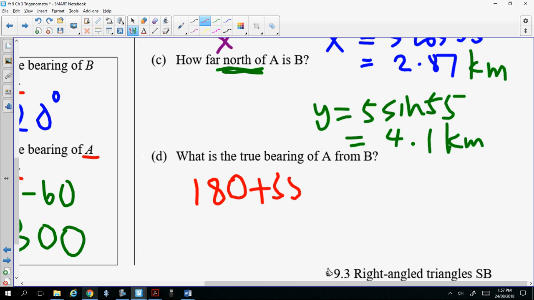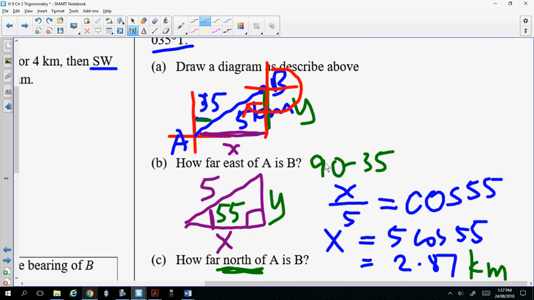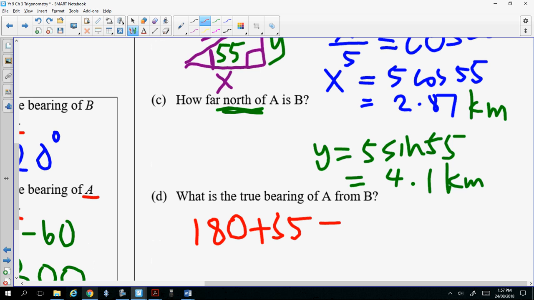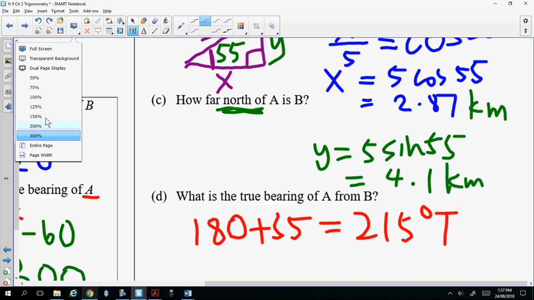The alternate angle, right? 35 here. So if you do 180 plus 35, that will give you 215 degrees true. Okay, cool. No problem. We should do a revision of this.